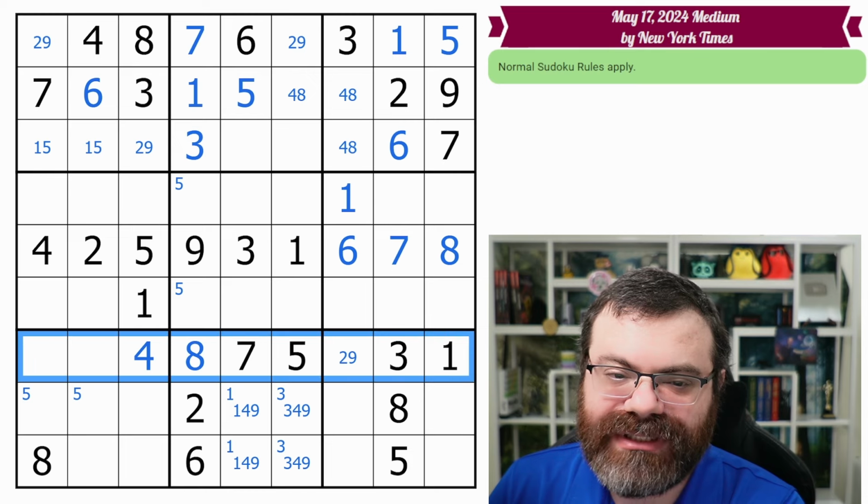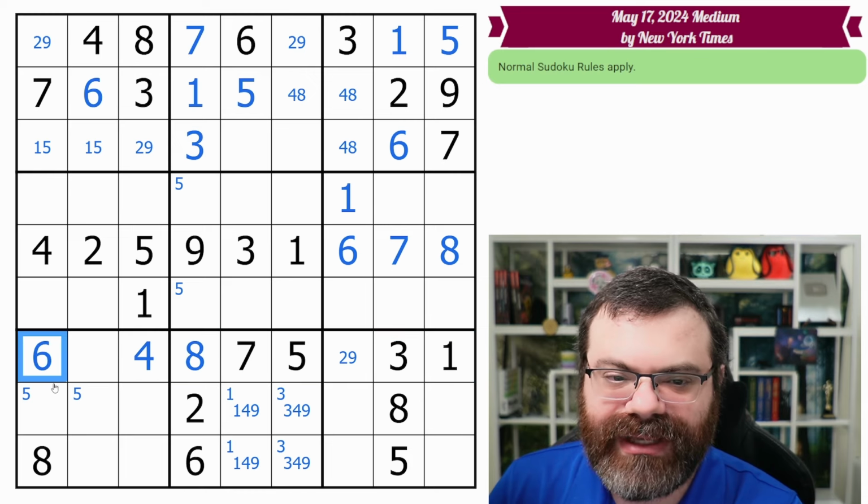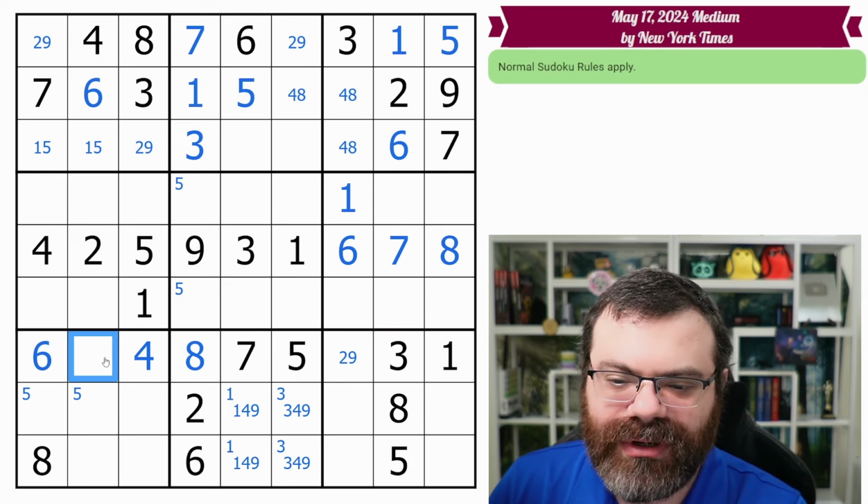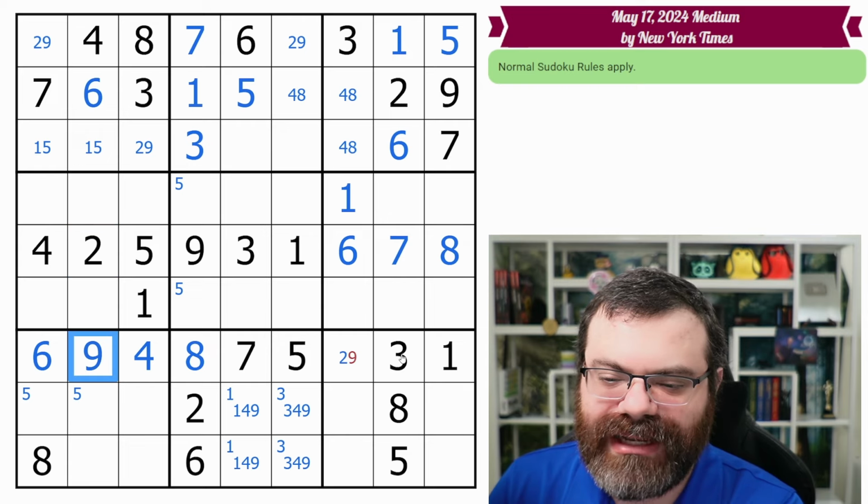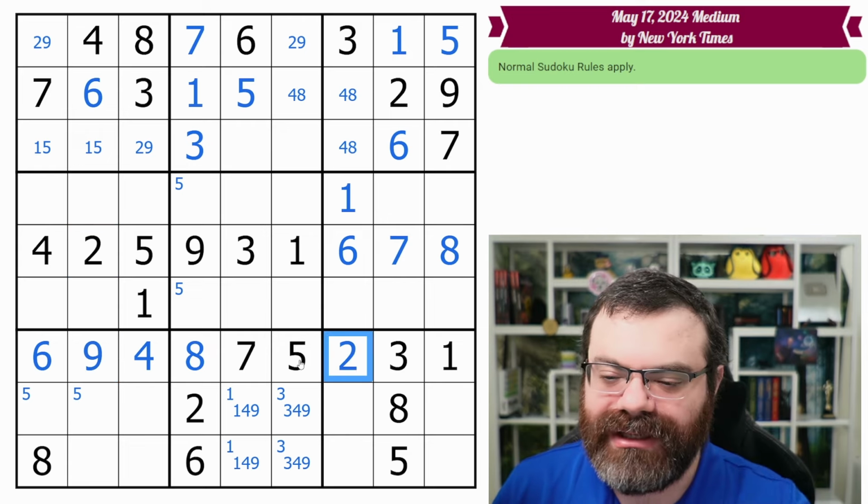And now there's only one place for 6 in the row because of the 6. So the 6 ends up there. And now this is 2 or 9 only for the row, and it can't be 2. So that's a 9, that's a 2. So we actually finish the whole row by thinking about it.